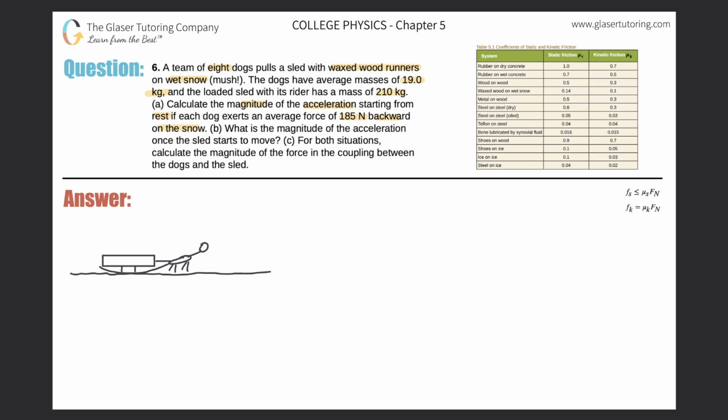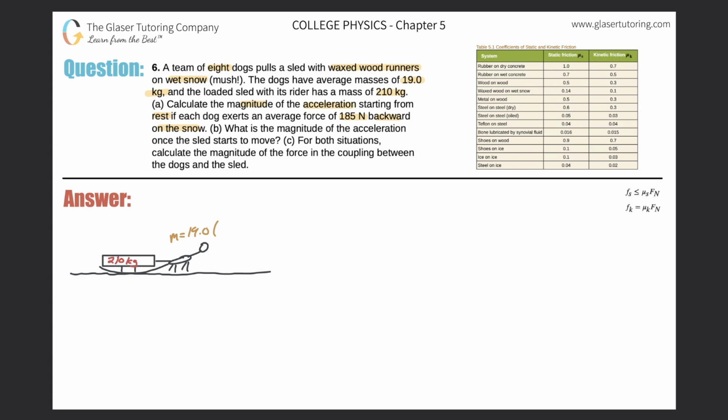Okay, so here we have a nice little Picasso. Here's the sled. Here's, I guess you can call it a dog. And what they told us is that the sled weighs 210 kilograms. So let's put that in. 210 kilograms. They told us that the average mass of each dog is 19 kilograms. So let's write the mass here of each dog is 19 kilograms.